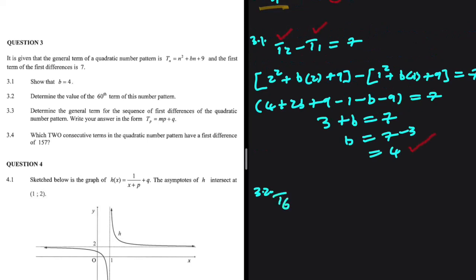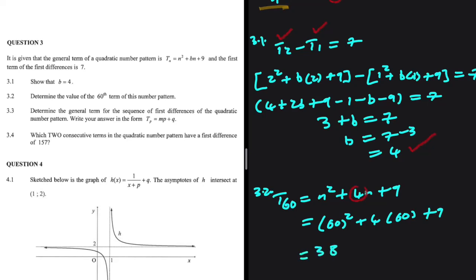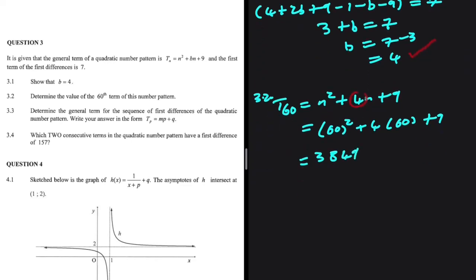So we're looking for T60. T60 will be equal to n squared plus 4n plus 9. Now we no longer have b because we have shown that it is indeed equal to 4. So T60 will be equal to 60 squared plus 4 multiplied by 60 plus 9. Now it's just a matter of putting that in your calculator. You shall get 3,849 as the value of the 60th term. That is 3.2. Let's take a look at 3.3.